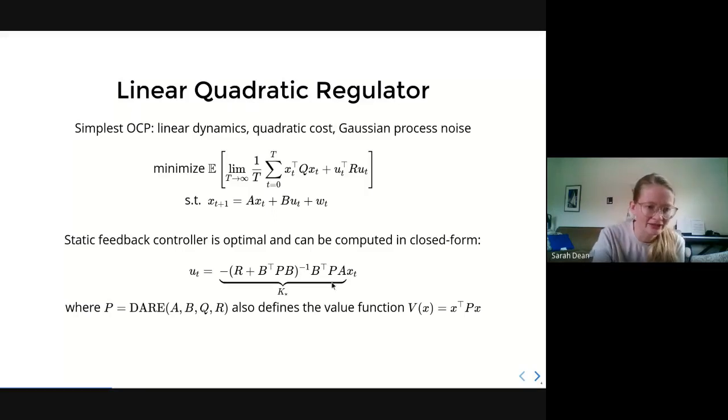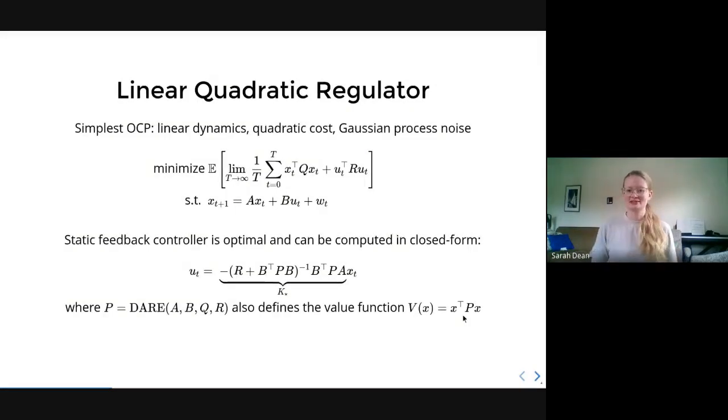Here I have a bunch of different variables floating around. A and B are the dynamics matrices. P is the solution to the discrete algebraic Riccati equation. If you look at the finite horizon solution to this problem and look at its steady state, the discrete algebraic Riccati equation pops out. And P is also what defines the value function here. The value function is quadratic, and that's why we get this nice static feedback, which is time invariant on the infinite horizon problem. Okay, so that's the LQR problem.